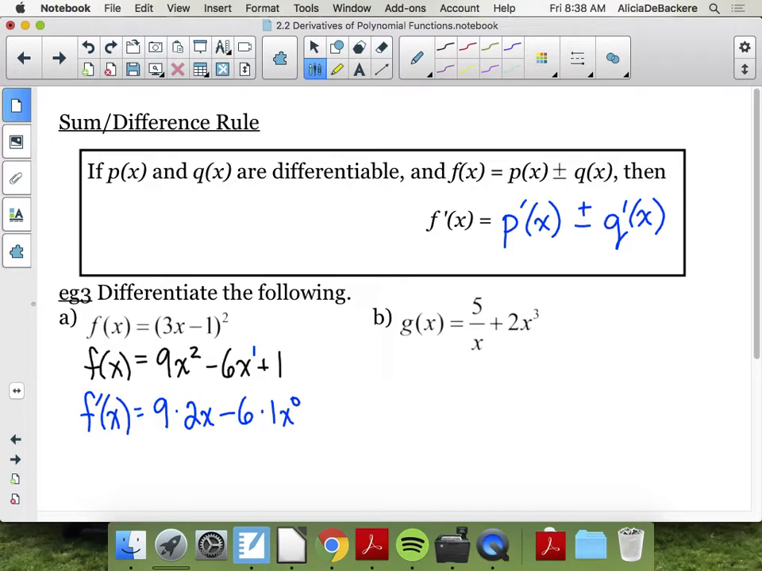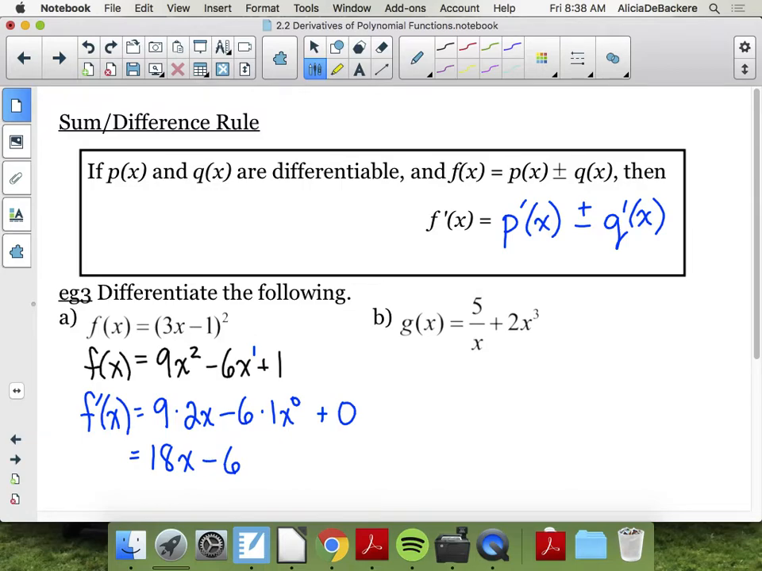And then finally, we've got plus 1. We know that when we take the derivative of a constant, the slope is 0. And then I can simplify this. So I've got 18x, and then minus 6, and then multiplying by 1 times x to the power of 0. Remember, x to the power of 0 is equal to 1. So I'm really just multiplying by 1 there at the end, and I'm done.